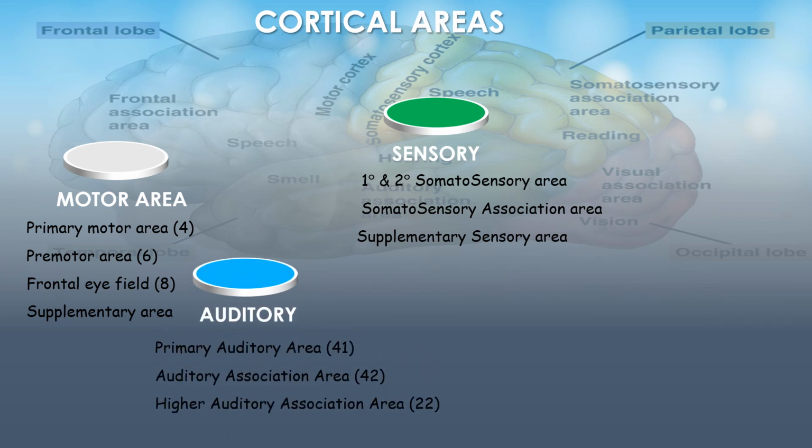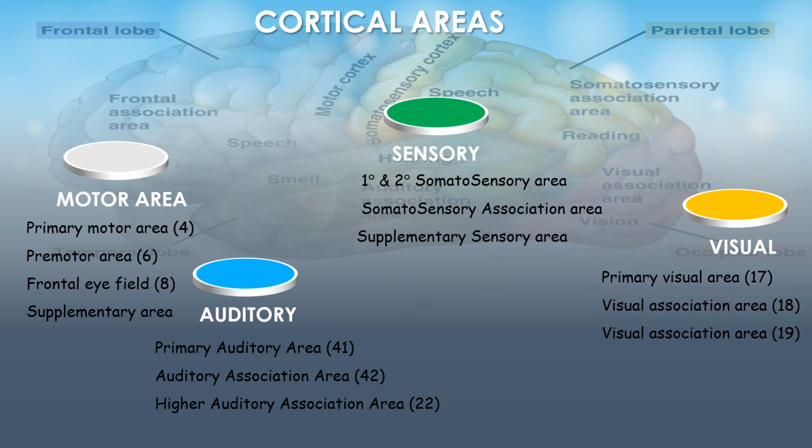And then auditory areas. The primary auditory area is 41, the auditory association area is 42 or the secondary auditory area, and then finally the higher auditory association area, that is 22. And then visual areas: primary visual area 17, and then visual association areas 18 and 19.